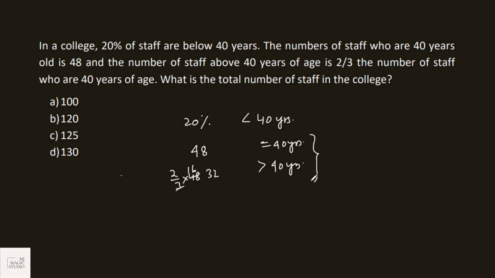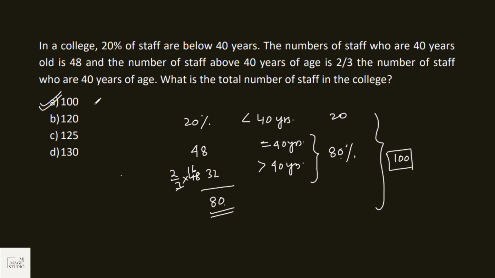That means these two combine is 80% of the staff, which is also equals to 80. Now, what is the question? What is the total number of staff in the college? If 80% is 80, obviously this 20% is 20, and 20 and 80 accounts to 100 people in the staff in this particular college. Option A is the pick.